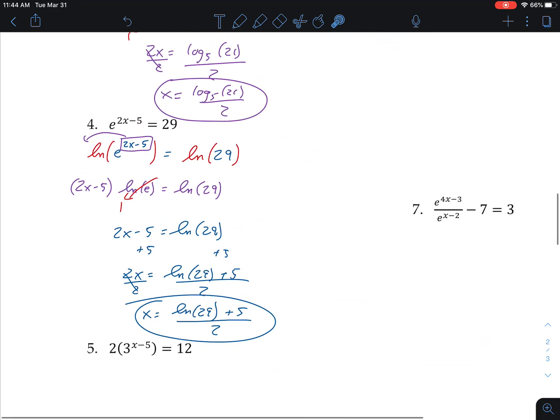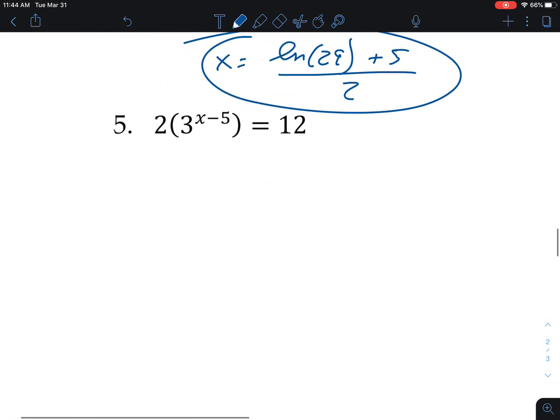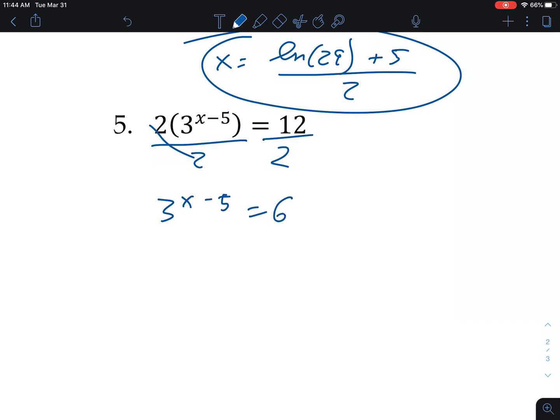Okay, let's look at number 5. We'll do this one a little bit quicker because it's a little bit more of the same. Again, I do not have the exponent by itself, so I divide by 2. We're always working to get it by itself. Okay, so I got it by itself.